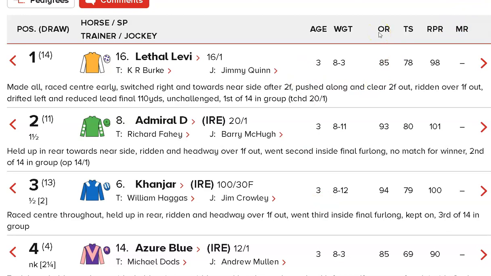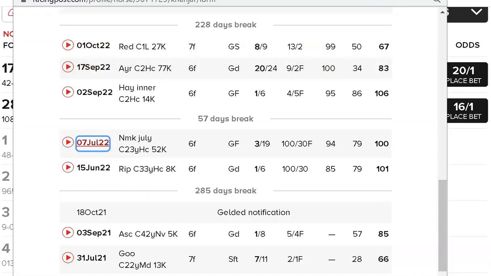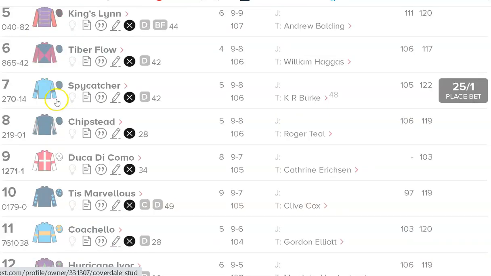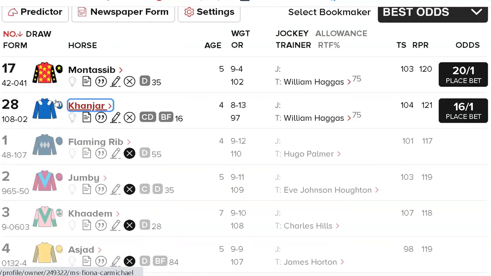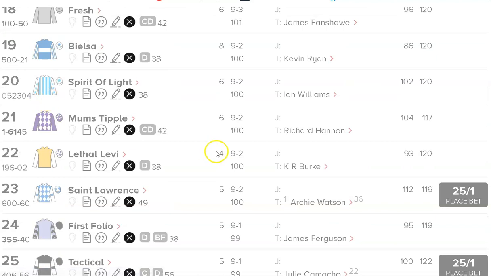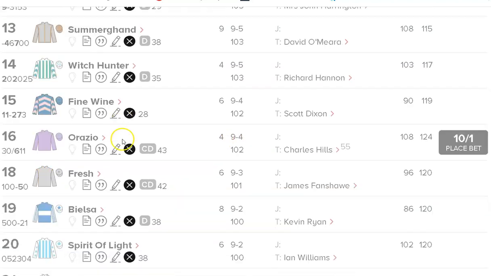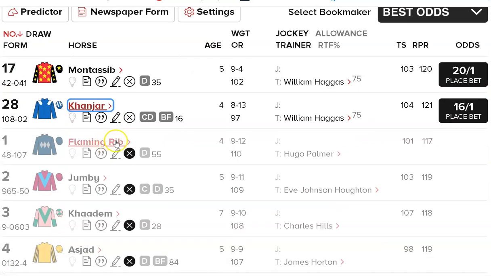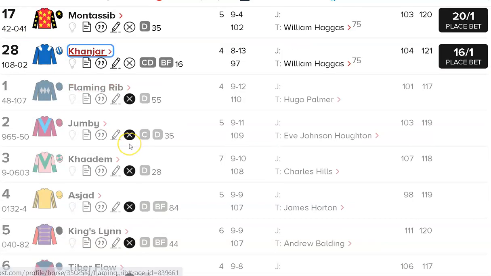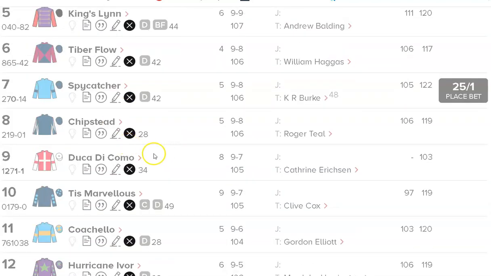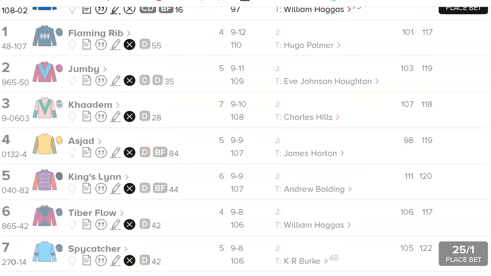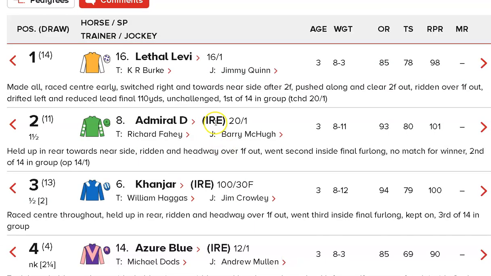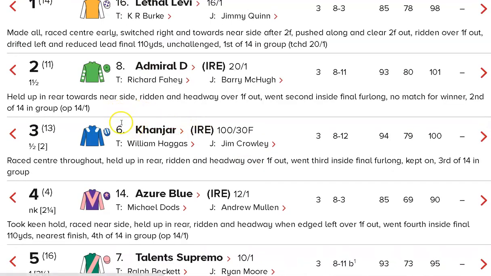And if we have a little look, we'll see that this time Lethal Levi, wherever he is, where are you, mate? Lethal Levi, 9 stone 2, Kanjar, 8 stone 13. So he's £12 better off with Lethal Levi for that race at Newmarket. And if we call that race up, Kanjar was 3rd.